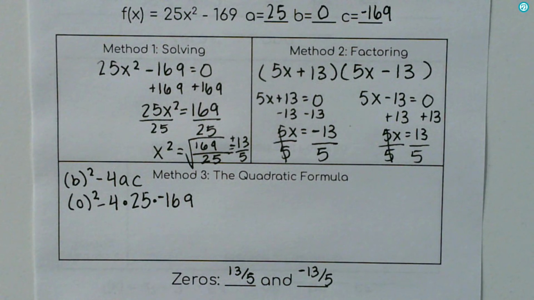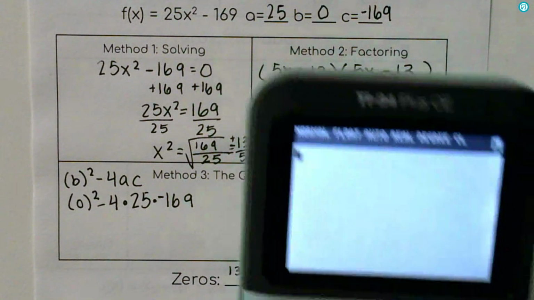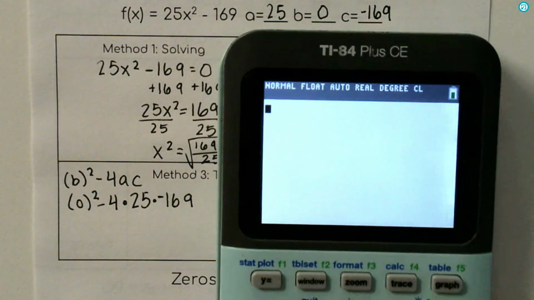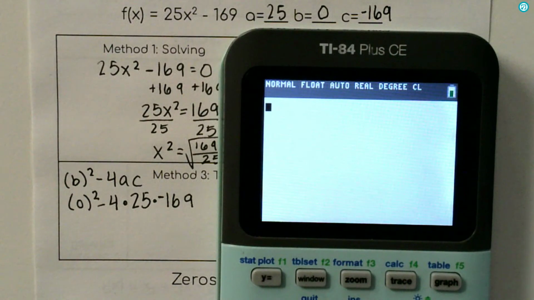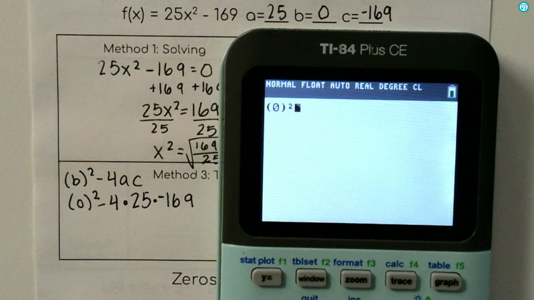It's the same number of numbers as yesterday. They're just big numbers. That's one of the qualms with quadratic formula. It works the same way every time, but you're going to get some big numbers. So 0 squared is going to be 0. Minus 4 times 25 times negative 169.